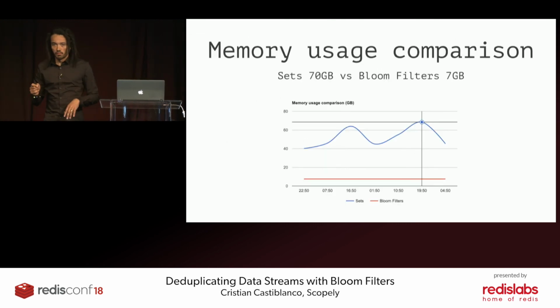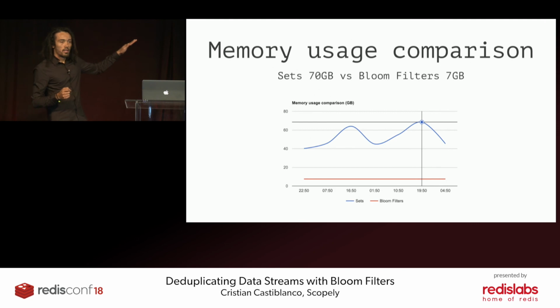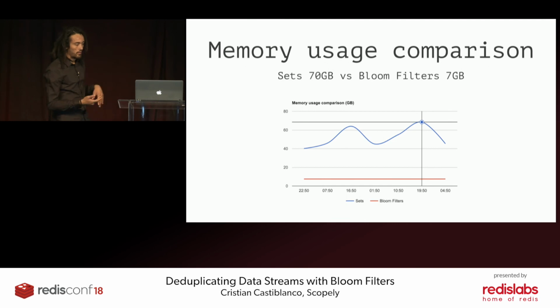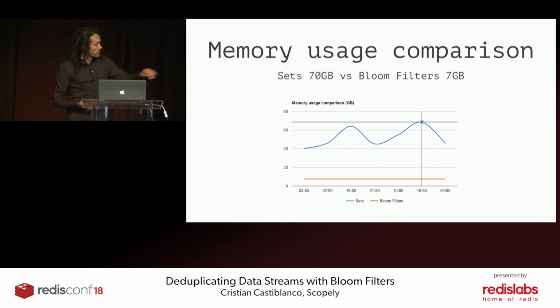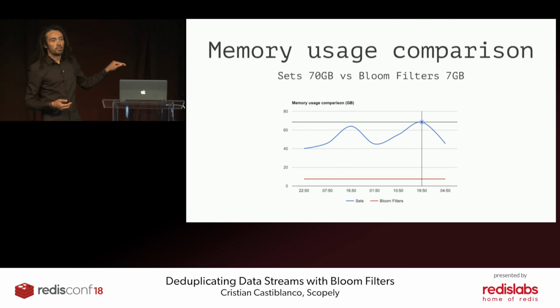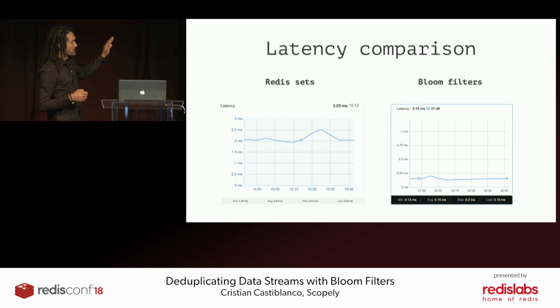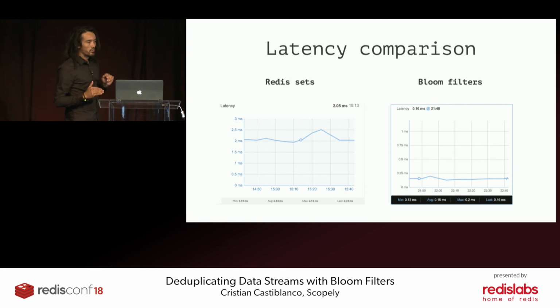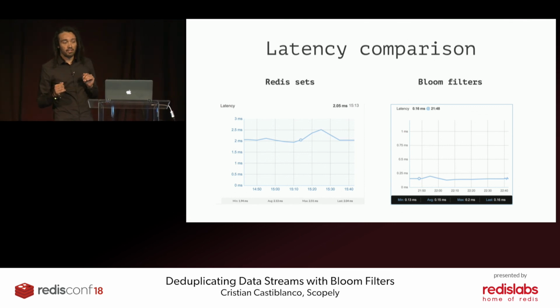This is actually a comparison of the same application where we are running idempotence using both modes, just to see how they look. The Bloom filters is the red line. It's basically 7 gigabytes all the time, compared to 70 gigabytes of Redis sets. That's a very impressive improvement, right? In terms of latency, Redis sets is around 2 milliseconds per operation most of the time. With Bloom filters, you have under 0.25 milliseconds. That's also almost an 8 times improvement in latency. So that's very, very impressive.